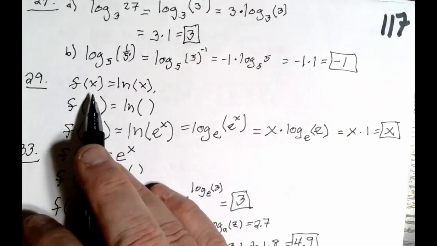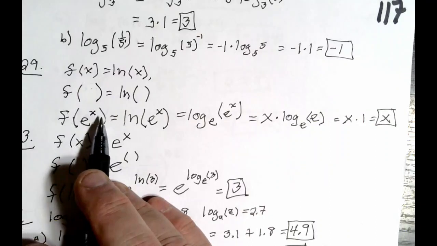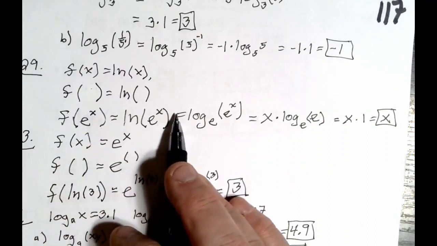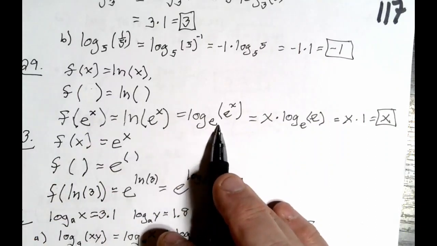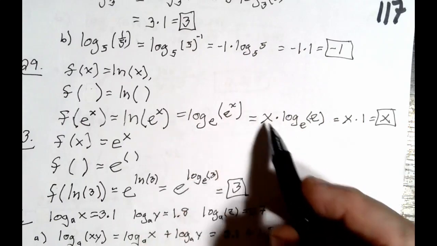Now 29 says f of x equals ln of x, so then they ask you what's f of e to the x. Well, that's ln e to the x. Remember, ln means log base e. And now log base e of e to the x is just x.